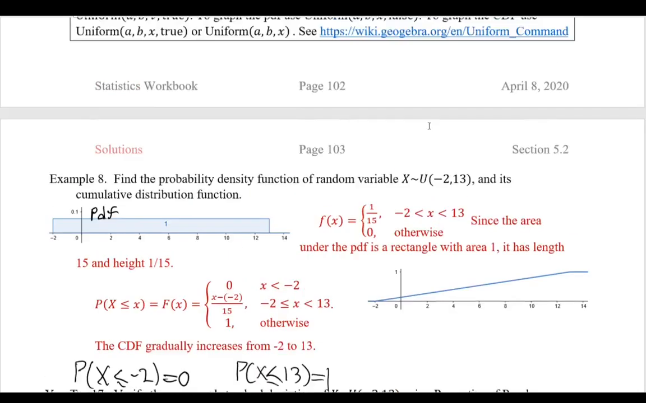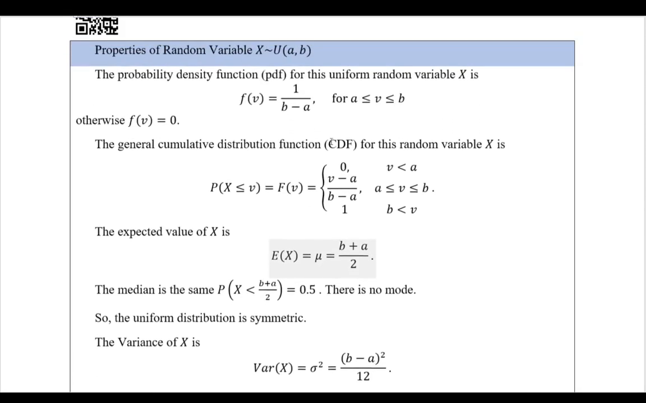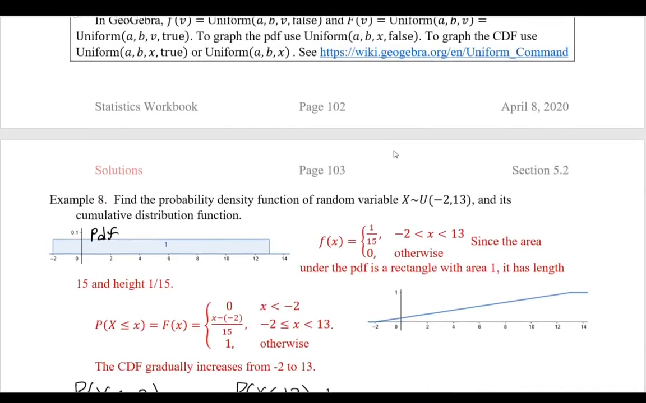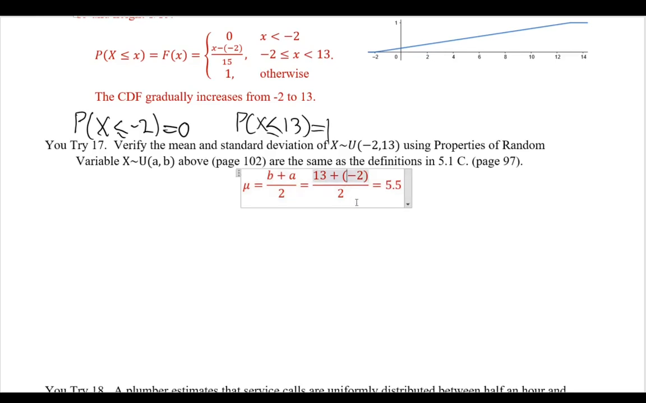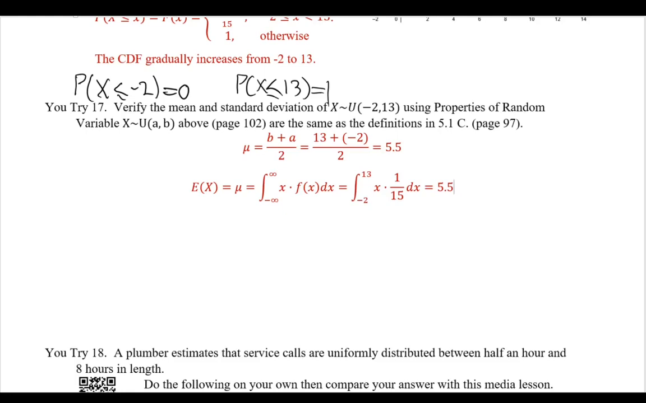The first part, using the properties, the mean is going to be halfway between the starting and ending points, which is pretty straightforward. We found that the mean should be 5.5. Now let's compare this to the definition found on page 97. Hopefully this will all equal 5.5. So we need to integrate from -infinity to infinity x times f of x. But we notice here that f of x will equal 0 everywhere other than from -2 to 13, so we can limit ourselves to this range. And f of x here is now 1 over 15.